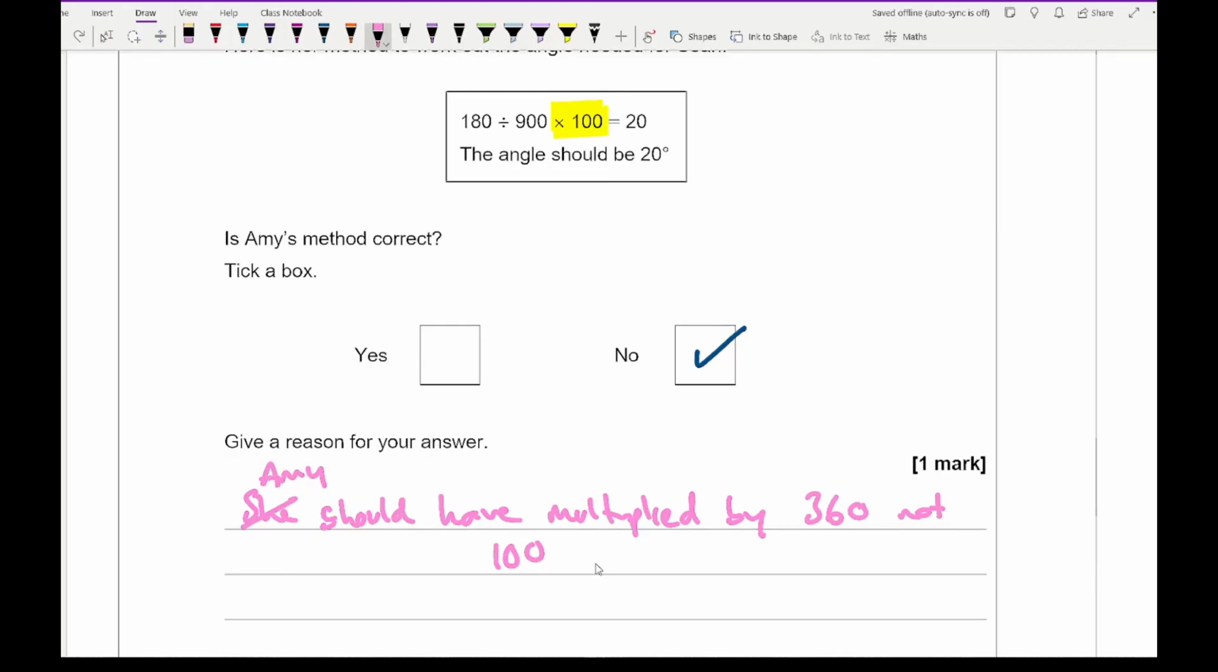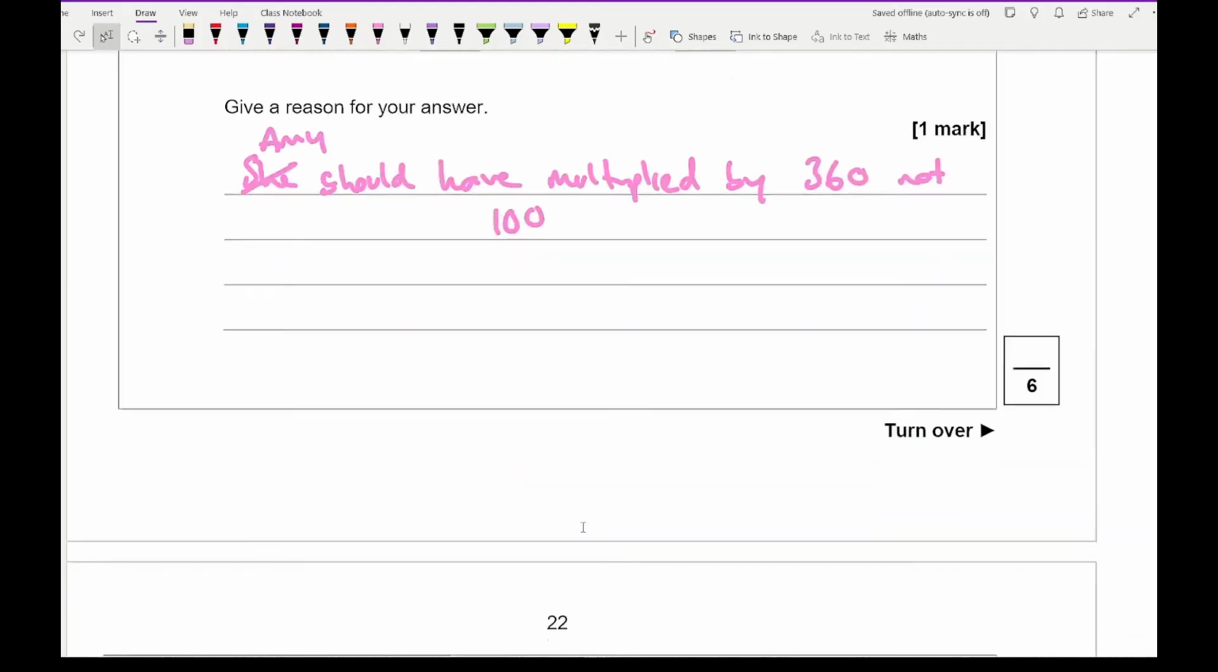For 1 mark, it's really important that even though you tick, you've got to give a valid reason. So if you tick no but your reason is wrong, you would lose that mark. You could also say that Amy worked out the percentage, not the angle. That would be absolutely fine as well for that single mark. But you need to make sure you're ticking no and giving the correct response.